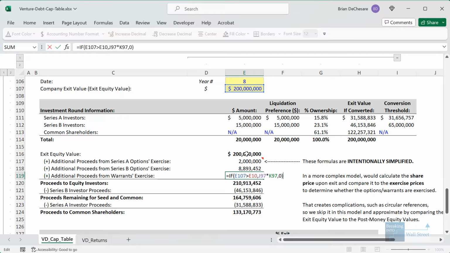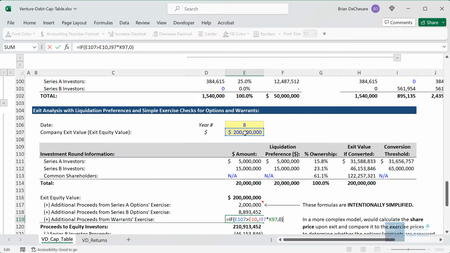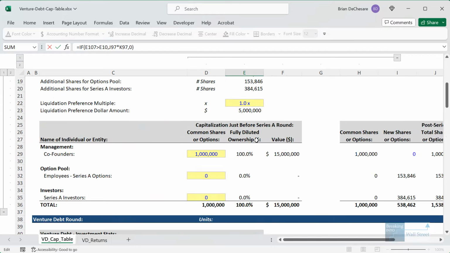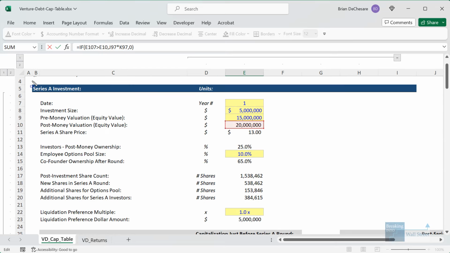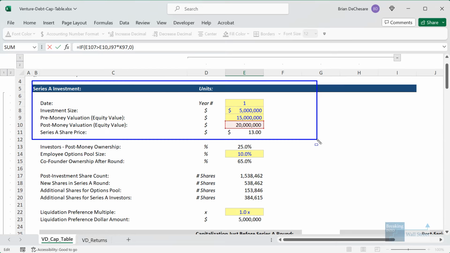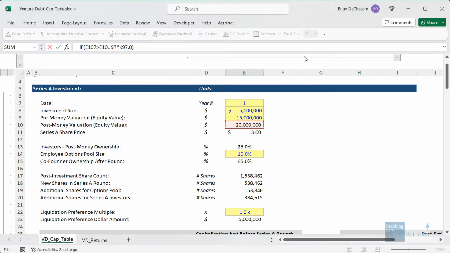So for example, one simple thing you can do is look at the exit equity value and then compare it to the equity value when the employees got their options or when the venture lenders got their warrants. And you can assume that if it's higher, they can probably exercise the warrants or options. And if it's not higher, then they cannot. And that's what we're doing here.